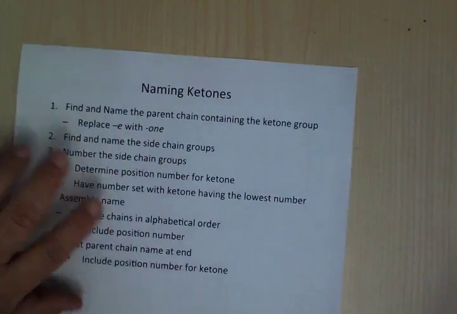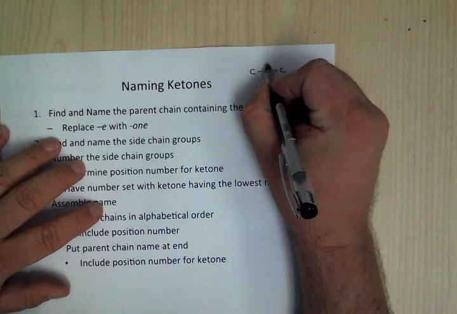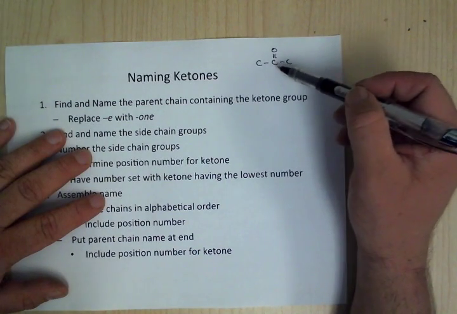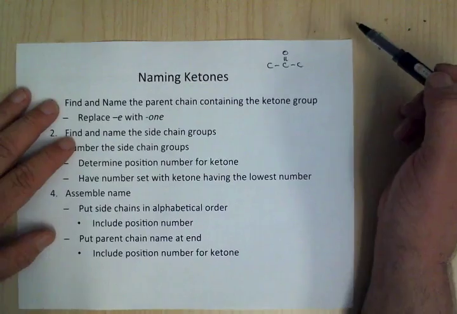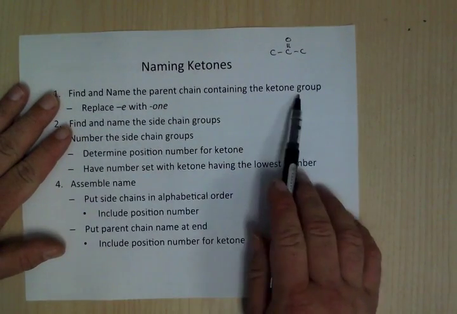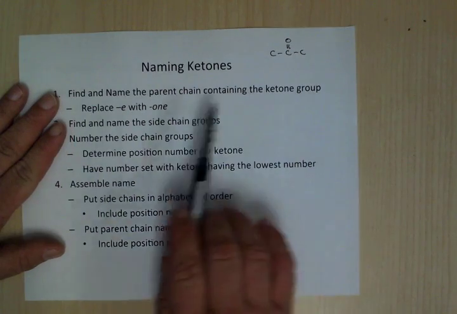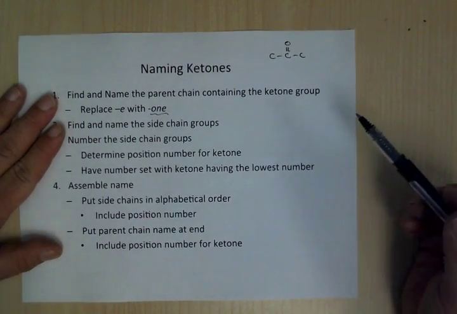Okay, so ketones. They're named similarly to alcohols. The ketone is internal, so you have a C double bond O in the middle of the chain. You name the parent chain with the ketone group, and the E is replaced with O-N-E. So that's for a ketone.